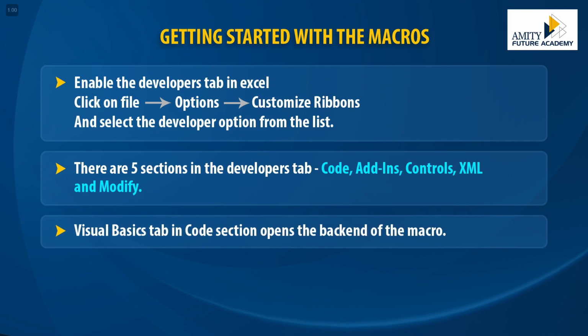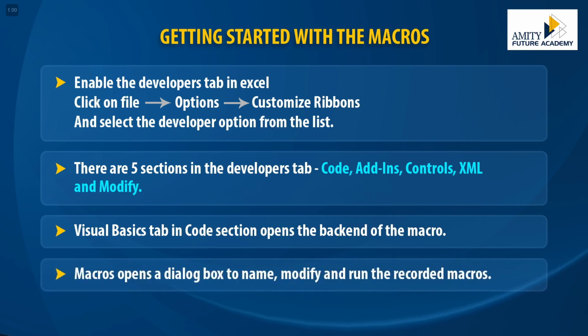Once you click on the Visual Basic tab, you'll get a new screen with a list of recorded macros. You have to right click on the desired macro and there will be an option of view code. After clicking on it, you will see the entire code for the recorded macro appear on your screen.